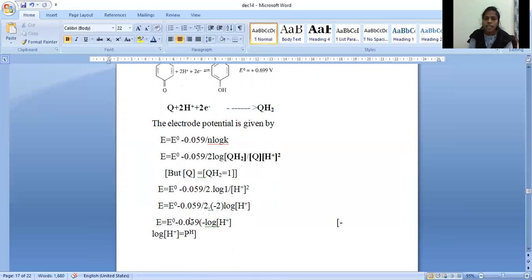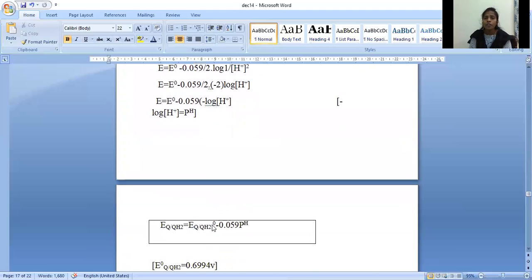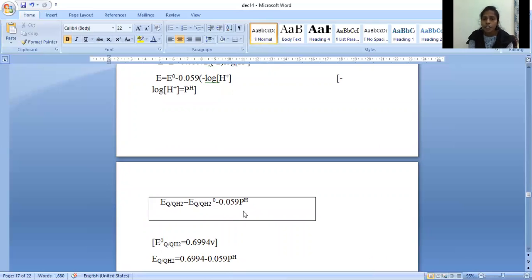Now 2 gets cancelled. So E is equal to E naught minus 0.059 times minus log H plus. But we know what minus log H plus is. Minus log H plus is nothing but pH. So let us substitute pH in place of minus log H plus. So we will get E is equal to E naught minus 0.059 pH. But what is E here? This is the electrode potential of the quinhydrone electrode. So E_QQH2 is equal to E naught QQH2 minus 0.059 pH.